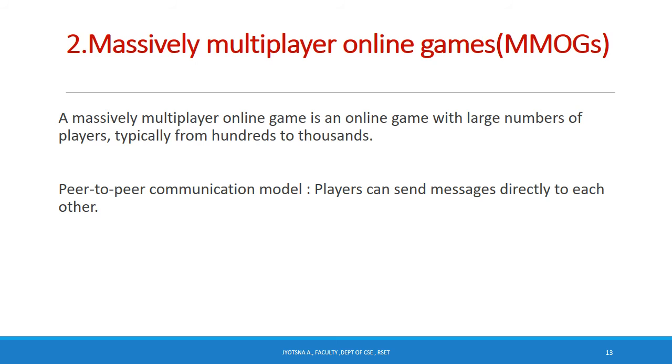Another example of a distributed system is massively multiplayer online games. A massively multiplayer online game is an online game with a large number of players, typically from hundreds to thousands. Maybe you participated in such a game in which people at different locations can play together, right? And this MMOG employs a peer-to-peer communication model, which means the players can send messages directly to each other.